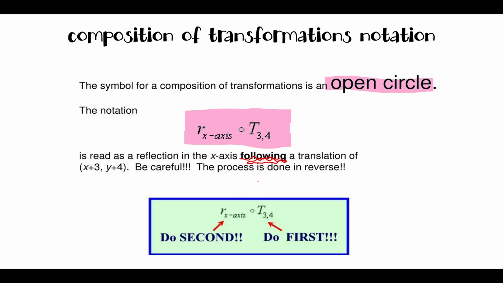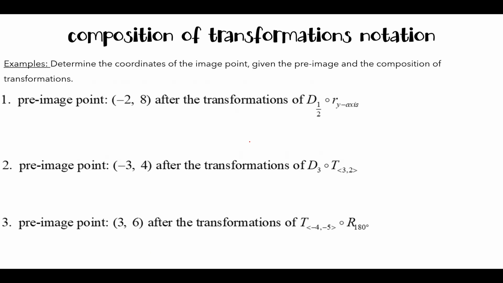So that's super confusing language, because technically, if you look in the box below, you're doing the thing that is listed second first. So the first thing we're doing is we're translating the image to the right 3, up 4, and then we're going to reflect it across the x-axis. Because of the word following in this notation for that open circle, it actually reverses the order. So we're going to look at some examples on what I mean. So we have the pre-image point, and then they gave us that notation of what compositions we have to do with them. And then we have to find the final image, or the double prime ordered pair.